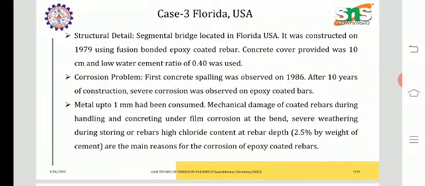Mechanical damage to the coated rebars during handling and concreting caused under-film corrosion at the bend. Severe weathering occurs, mainly due to the high chloride content at the rebar depth because it is near a marine structure. It is 2.5% by weight of the cement. We have these adverse effects. So the main reason for the corrosion is the epoxy coated rebars, which played a major role in the failure of the structure.